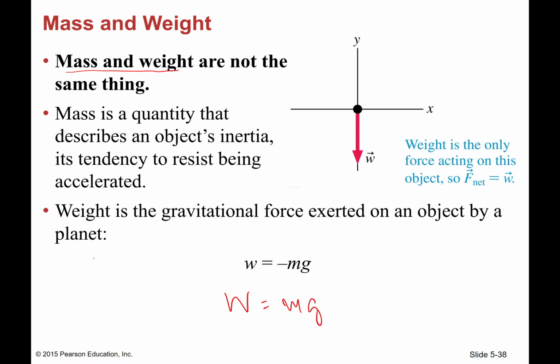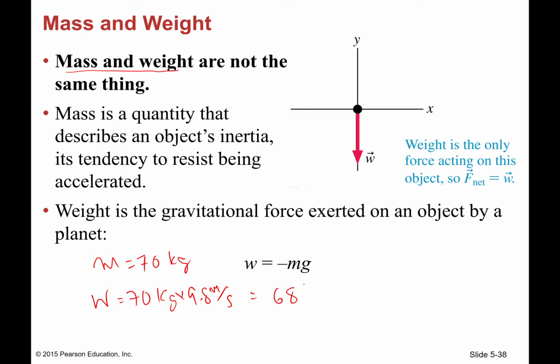For instance, a person that has a mass of 70 kilograms, right? And then the weight of that person is 70 kilograms times 9.8 meters per second squared. So that is equal to what? Let me just do it quickly here. It's 70 times 9.8. That is 686 newtons. So a person that has a mass of 70 kilograms, the weight is 686 newtons.